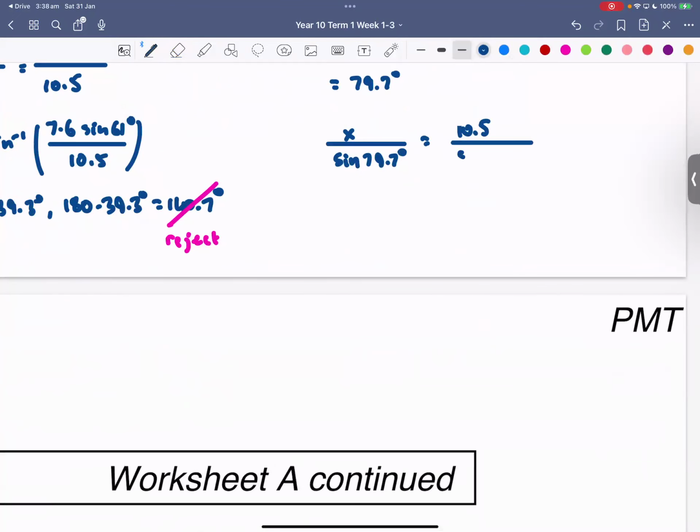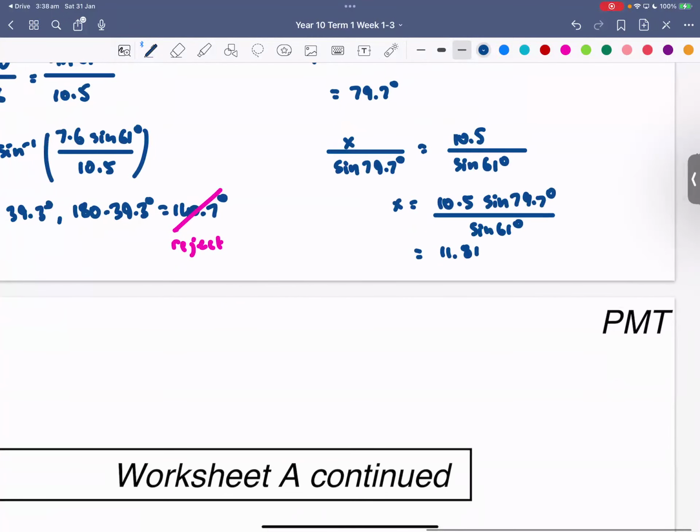All right, I had to do 3 steps to do that question. That's one of the reasons why I wanted to put it in your notes. I bring the sine 79.7 to the other side. Who's got a final answer for me? 11.8? Excellent. That's one of the reasons why I wanted it in your notes.